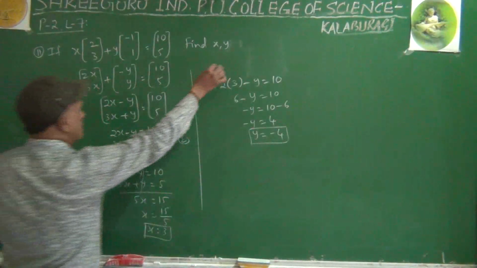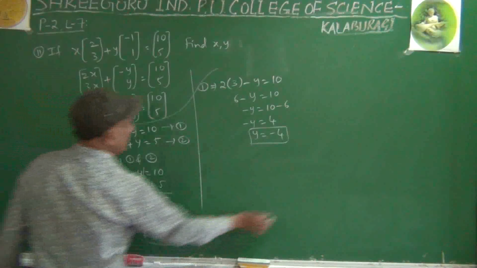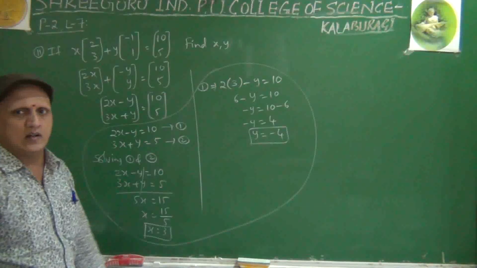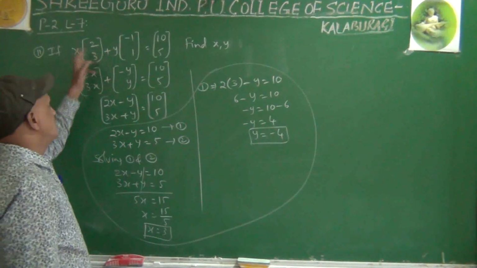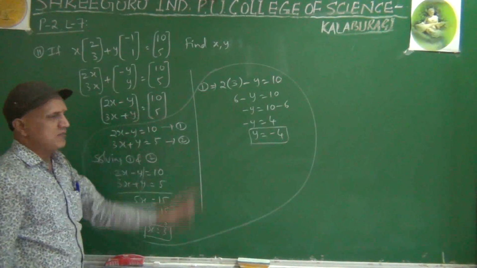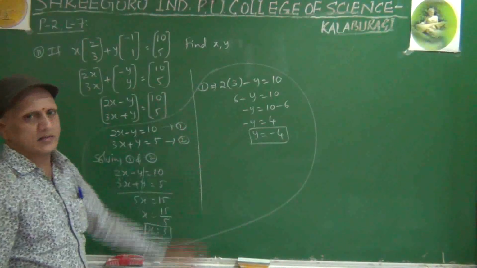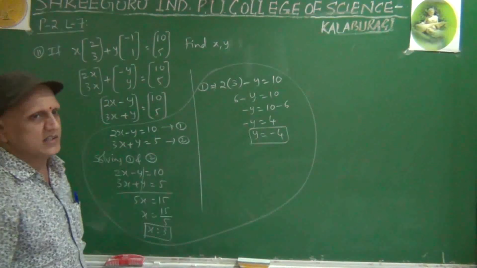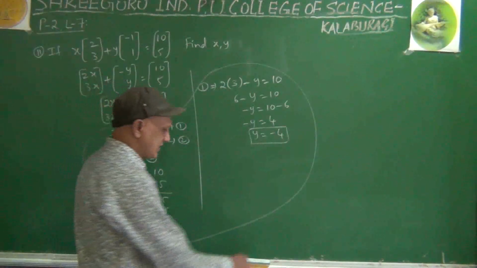Okay, this is completely lower class simplification. Multiplication, addition of the matrices, equality of matrices. That is second PUC concept. That is also by using common sense we get. Already we have solved some questions.